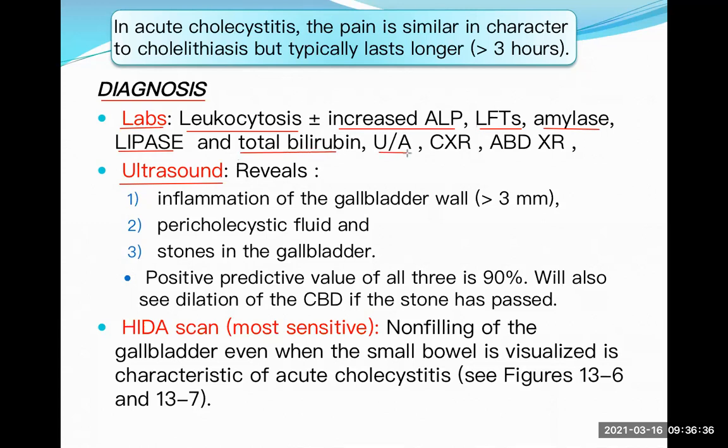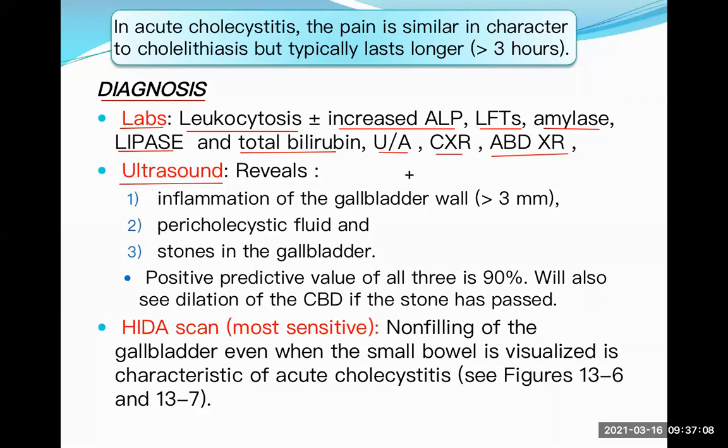Urine analysis, chest X-ray, and abdominal X-ray also can be done. Urine analysis can be done because the patient is having fever or some abdominal pain, and urine analysis is a routine test we do in those situations, especially in the case of females. Chest X-ray and abdominal X-ray also can be done.